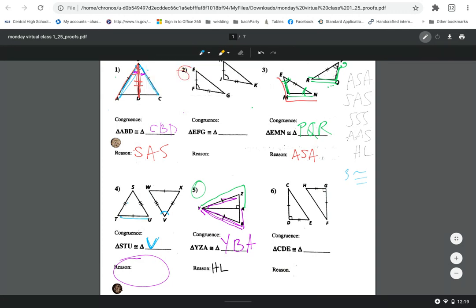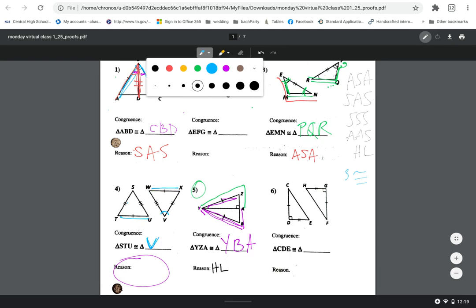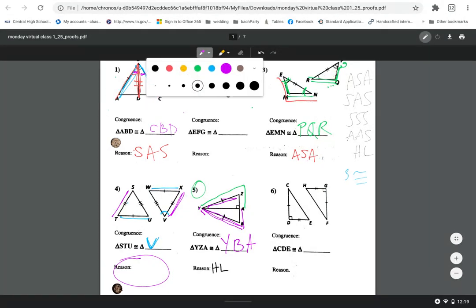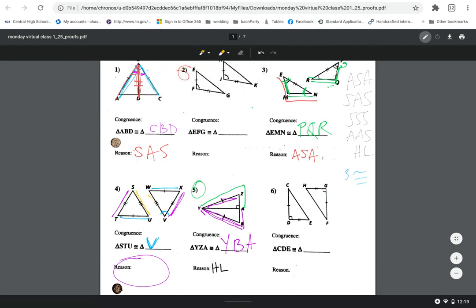So TU, that's the side with 1 line. So I'm going to go here. All right, it is congruent to WX. So let's change colors. ST is with 2 lines, so I'm going to go over here. This has 2 lines, same color, so that means they're congruent. All right, and then let's do yellow. This has 3 lines, so it's congruent to WV.